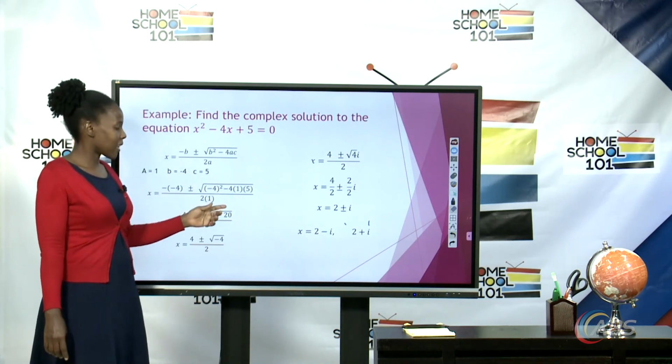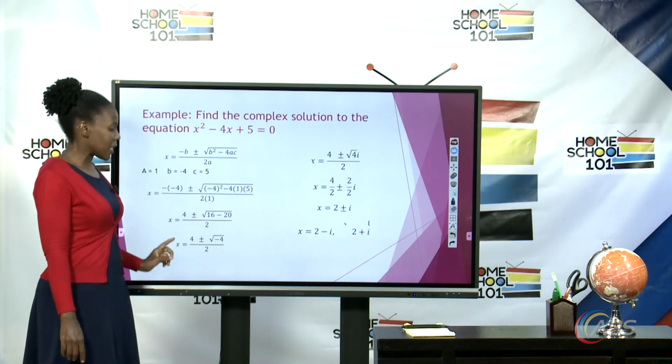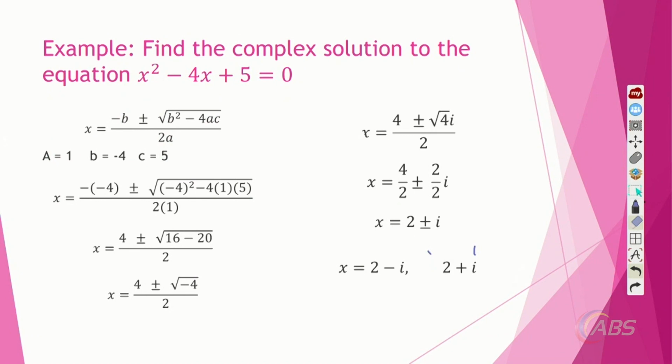So then it becomes negative 4 times 1 times 5, which gives us negative 20. 16 minus 20 would give us negative 4. Now, once we get to here, if you try to put the square root of negative 4 in your calculator, you will get an error. But what we have to do is make a substitution for the value negative 1.